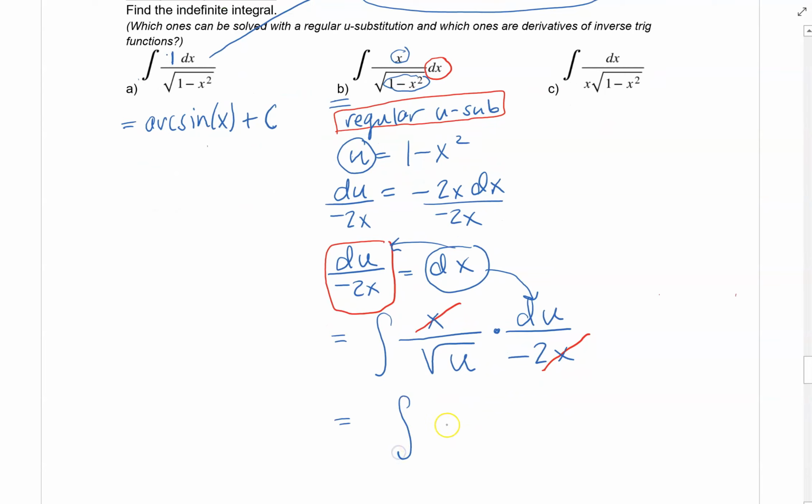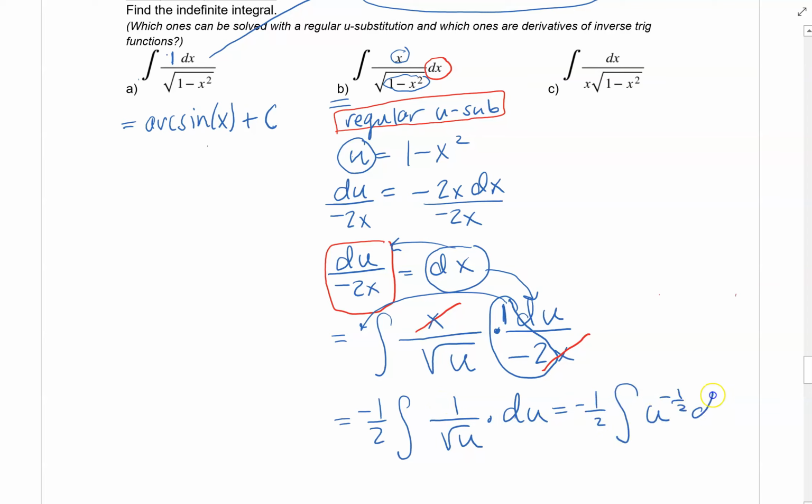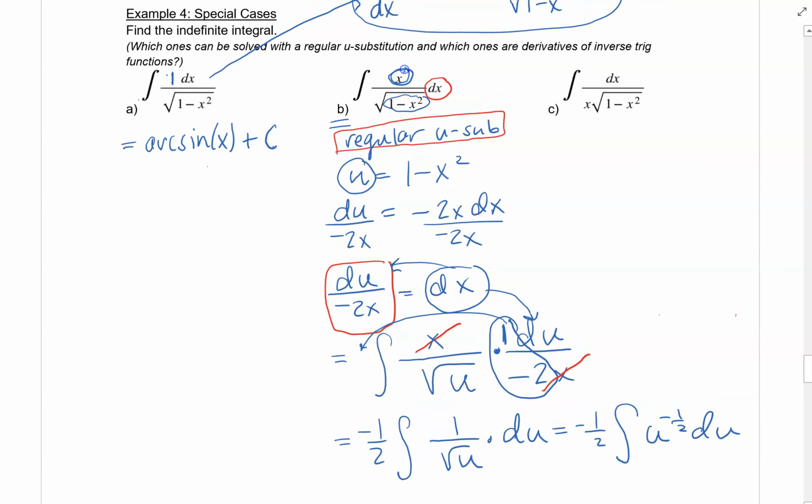Now I have 1 over the square root of u. I can think of this du divided by negative 2 as negative 1/2, right, times du. So I can pull the negative 1/2 out of the integral. So it's just the integral of 1 over the square root of u du. I can just think of that as the integral of u to the negative 1/2 and use a simple power rule for integrals. I won't finish it now because the point was just this. It can be solved using a regular u substitution and a regular antiderivative, just using a power rule. It did not require inverse trig because of this x in the numerator.